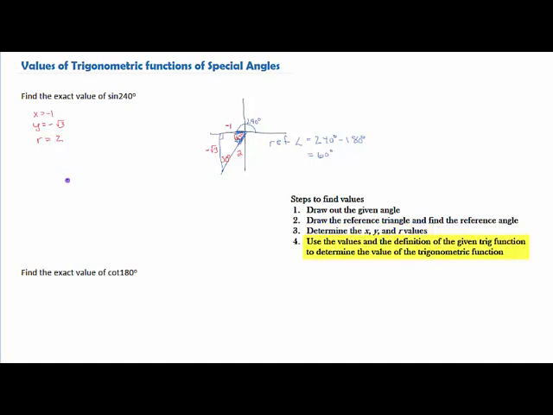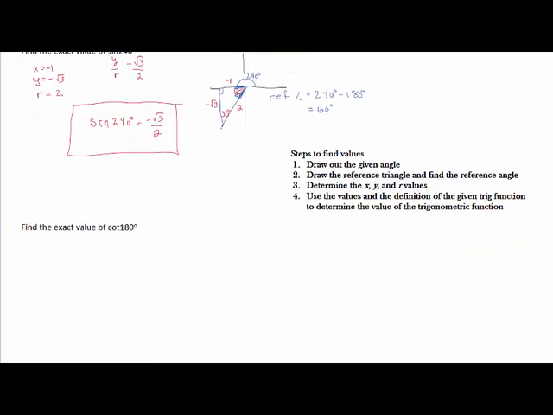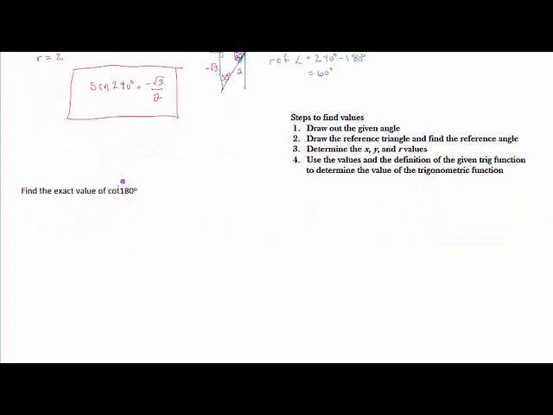Final step here, use the values and the definition. Well, we have sine here. Sine is y over r, which means our y value is negative root 3, our r value is 2. So the sine of 240 degrees equals negative square root of 3 over 2. Okay, let's take a look at the next one. In this example, I gave you a quadrantal angle, or an angle measure that turns out to be on one of the axes. So let's take a look at that one.